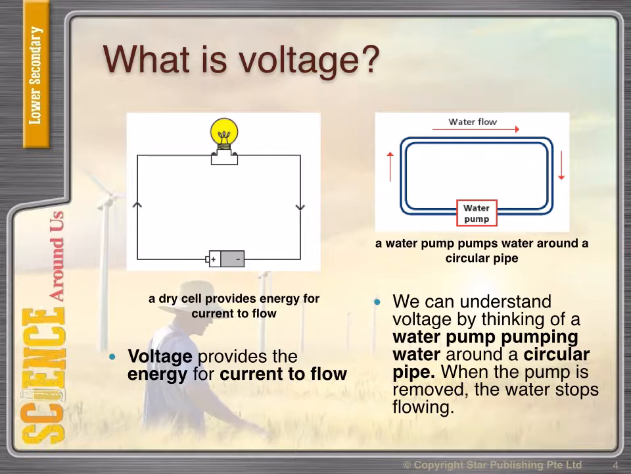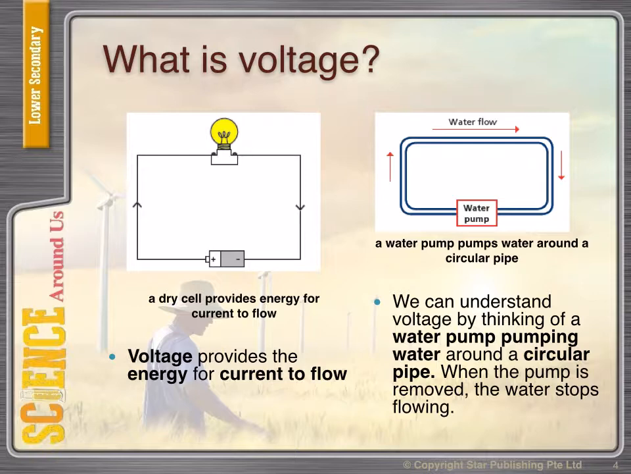So you have the diagram on the right. Imagine the water pump is just like your dry cell or your battery. In order for the water to flow in the water pipe, you need the water pump to pump the water. So going back to the concept of an electric circuit, you need the battery to push the charges or the current around the whole circuit to make the light bulb work. Voltage is something like the water pump that's pumping the water around the pipe. In this case, the pipe is the electric circuit.